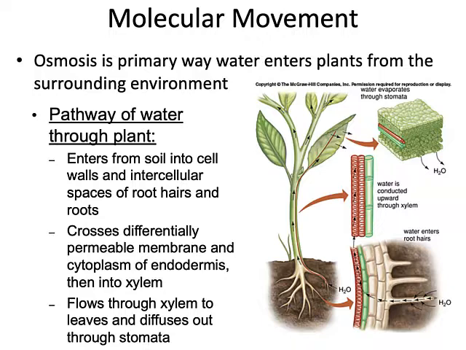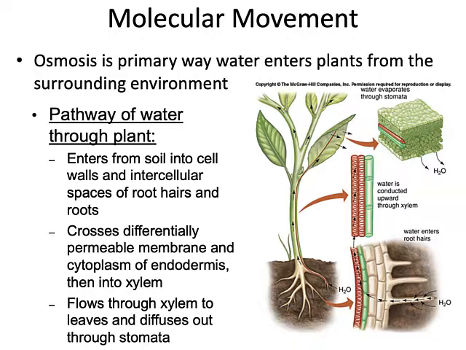So in plants, osmosis is essential because we have to have water in these vacuoles in order for plant cells to maintain their cellular health. Where does the water come from? Well, most of it is absorbed from the roots.